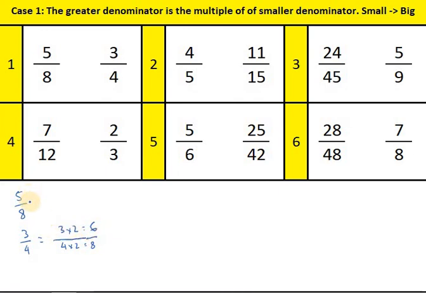Now after that, you compare the two fractions: 5 out of 8 and 6 out of 8, which is 3 out of 4 converted. The 6 out of 8 is greater, so this one is greater.